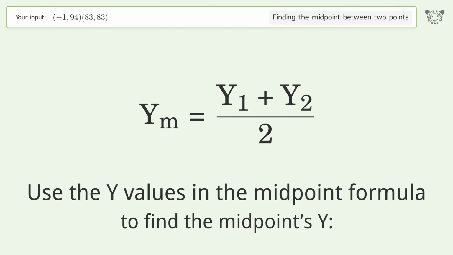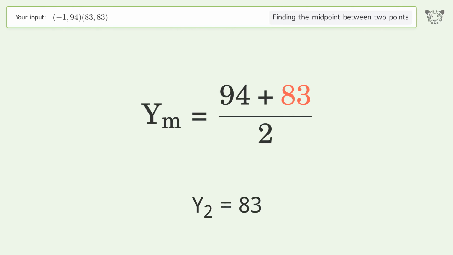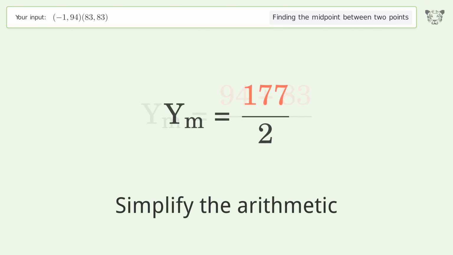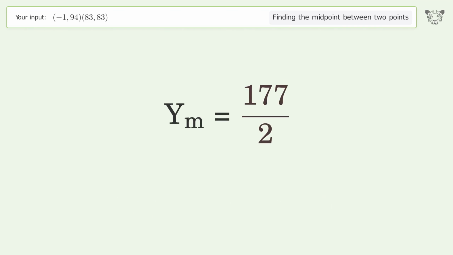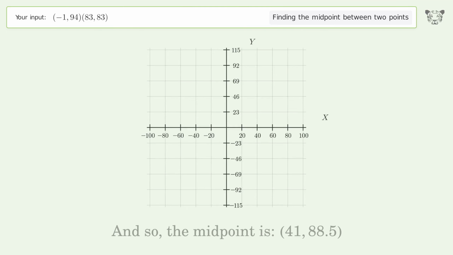Use the y values in the midpoint formula to find the midpoint's y. y1 equals 94. y2 equals 83. Simplify the arithmetic. And so, the midpoint is 41, 88.5.